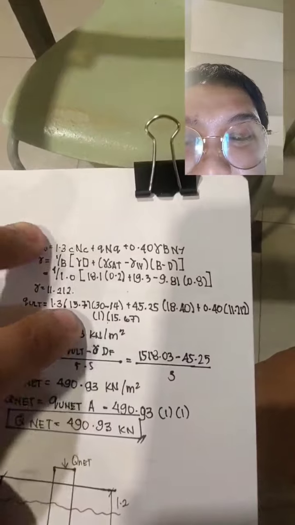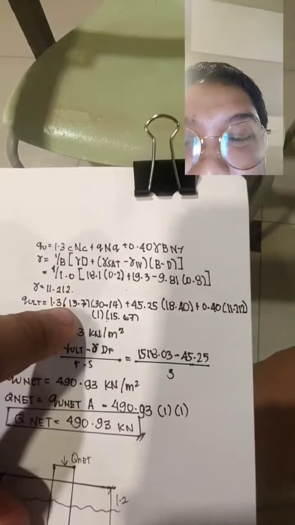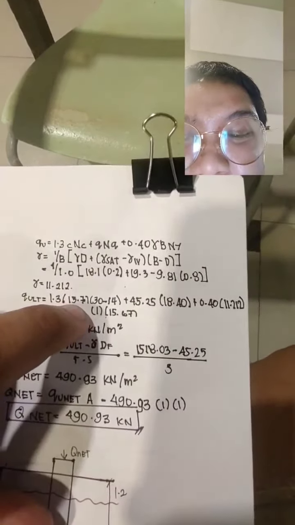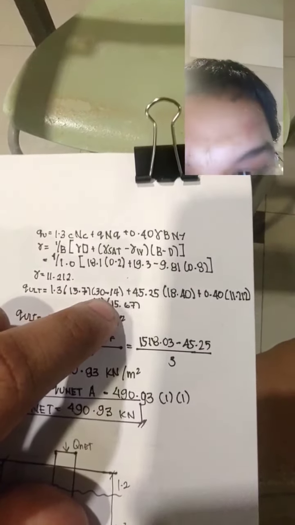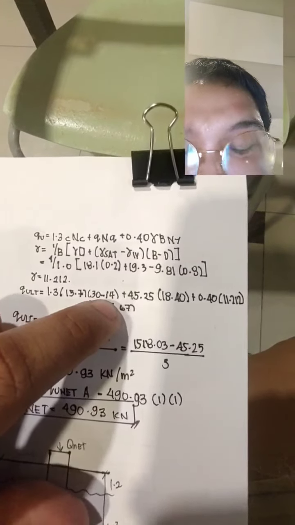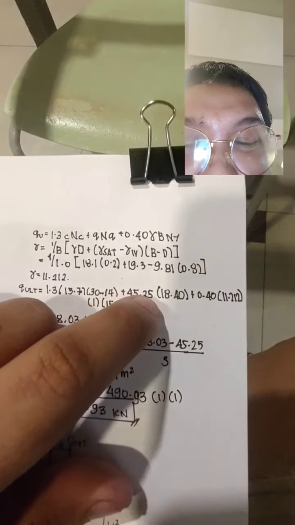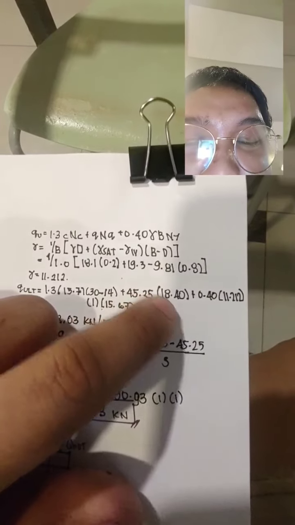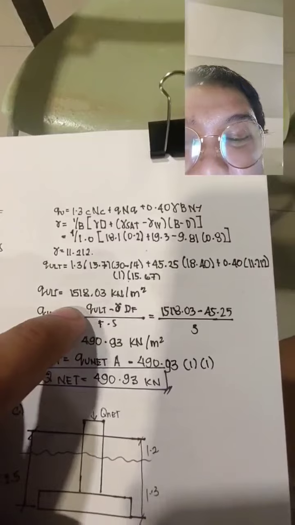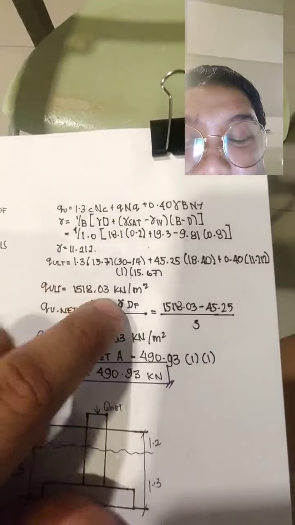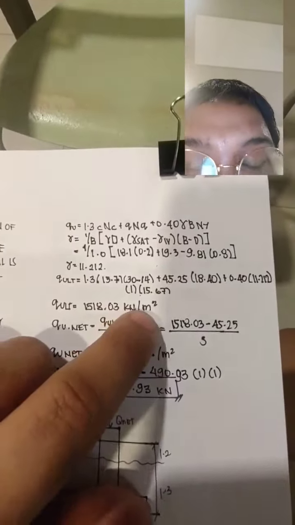Now, to get the q ultimate, we will use 1.3. Here it is: 1.3 times the cohesion 15.7 times 30.14, plus 45.25 times 18.40, plus 0.40 times 11.212, which is the gamma, times 1 times 15.67. So q ultimate is equal to 1518.03 kilonewton per meter squared.